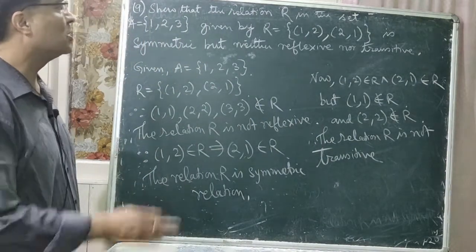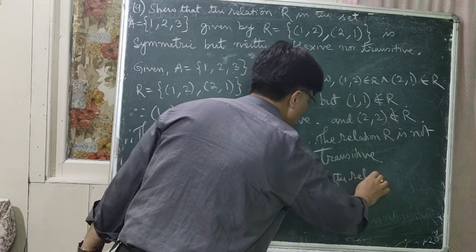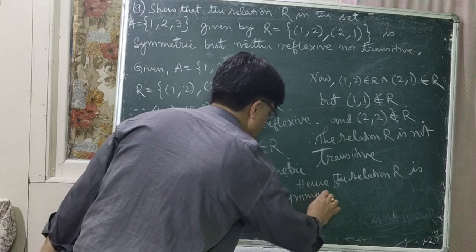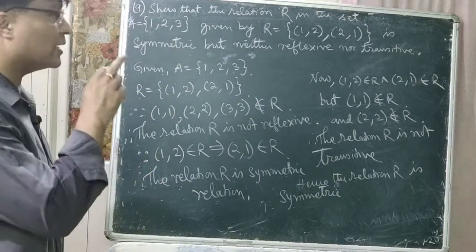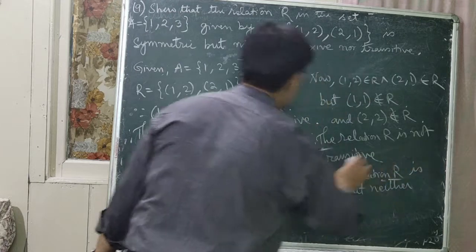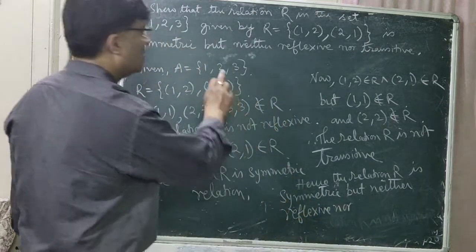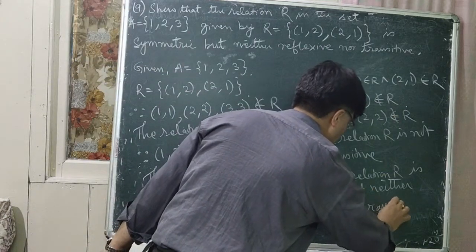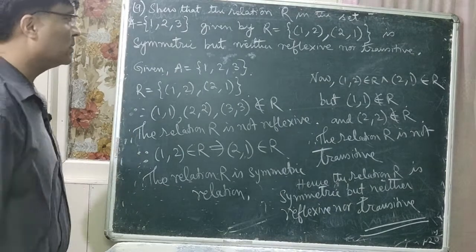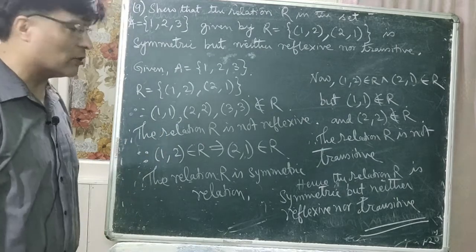So is that clear to all of you? So hence the relation R is symmetric, but neither reflexive nor transitive. So it is proved. Hence we have proved that the relation R is symmetric but neither reflexive nor transitive.